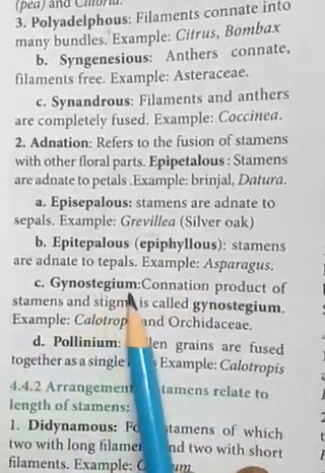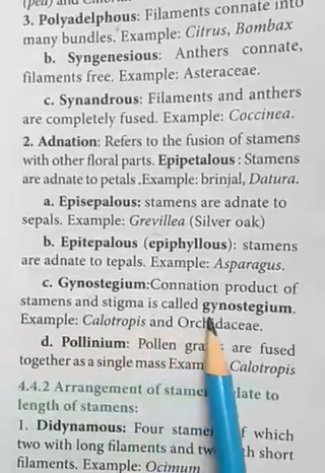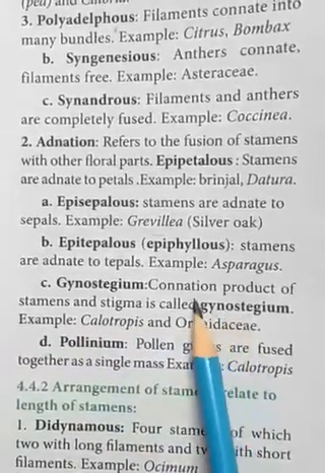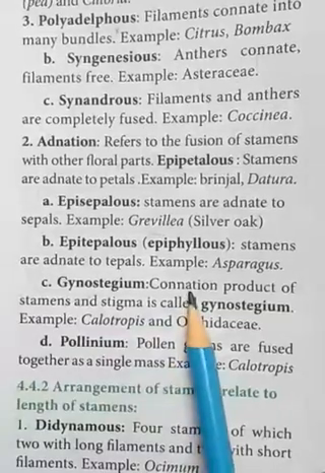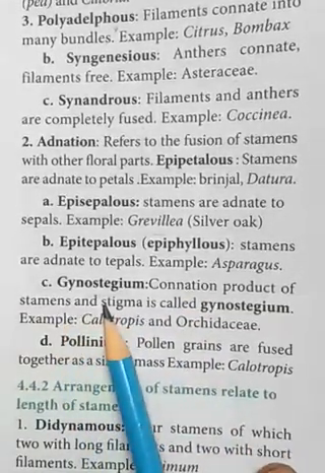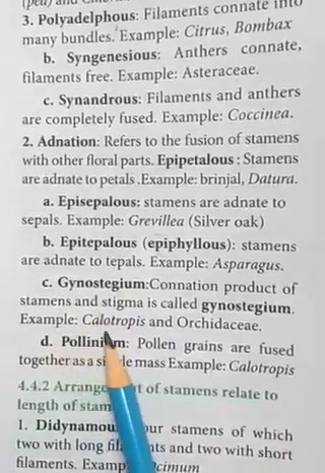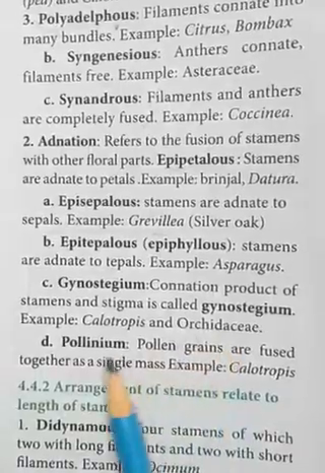Next is Gynostegium, the conation product of the stamens and stigma is called the Gynostegium. That is the fusion of the stamen and the stigma. The stamen and the stigma join together, they fuse together, then it is called Gynostegium. Example in Calotropis and Orchidaceae.